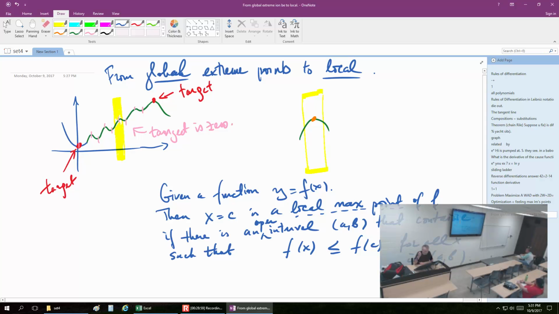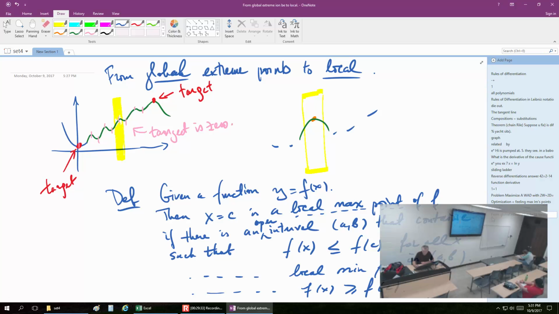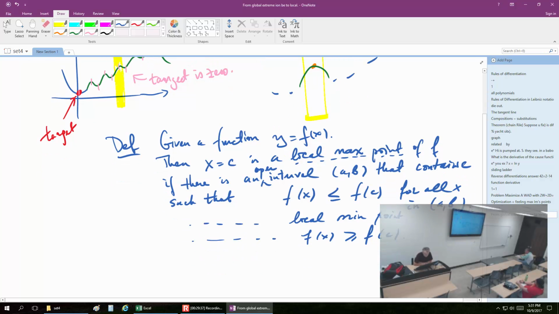Okay, so that picture on top is exactly what we're talking about. It is the highest point. Whatever happens elsewhere, we don't know. We don't care. Like I said, we are zooming in on one particular location, one location at a time. And then naturally we have a local minimum point if the inequality is the opposite: f of x larger than or equal to f of c. Once again, the inequality is limited to this interval.